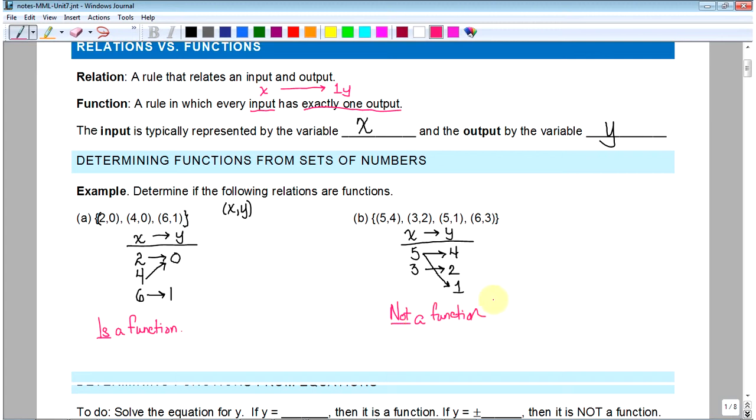And that's because 5 has two different y values. Or we can just say 5 has more than one y value. And that contradicts the definition of a function.